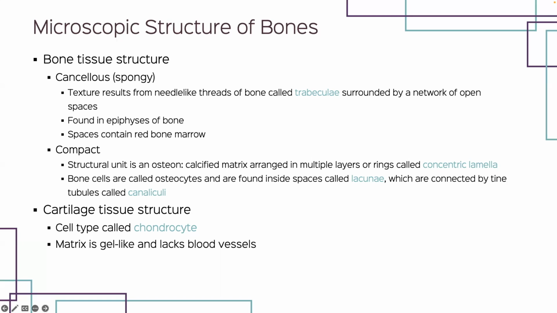With our compact bone, the extracellular matrix is organized into numerous structural units called osteons. Each circular, tube-like osteon is composed of calcified matrix arranged in multiple layers that resemble the rings of an onion. Each of those rings is called a concentric lamella. The circular lamellae surround the central canal, which contains our blood vessels. The central canals are connected to each other by transverse canals.